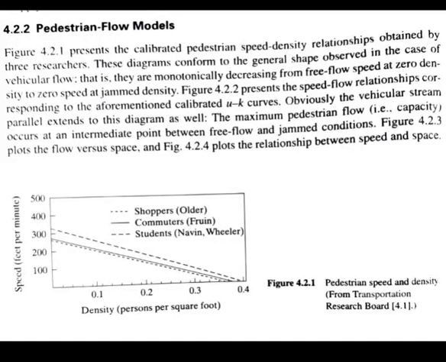But pedestrian flow per linear foot of walkway is a tangible measure. Density is specified as the number of pedestrians per unit area.